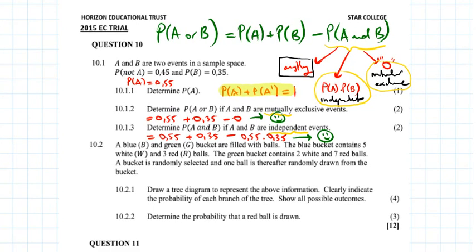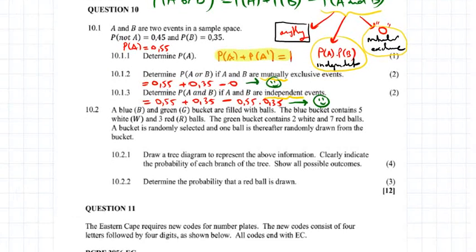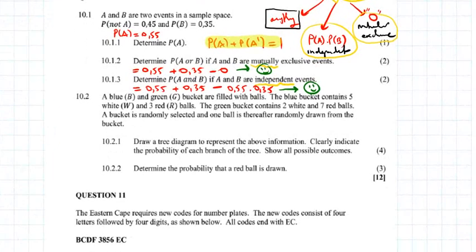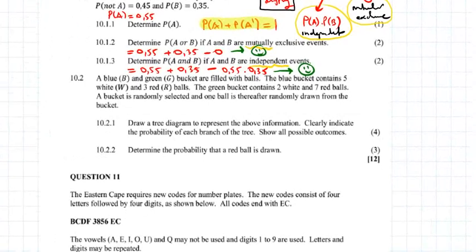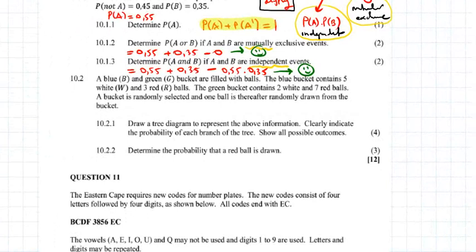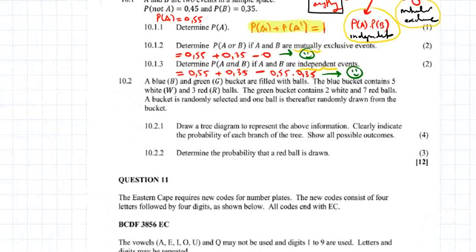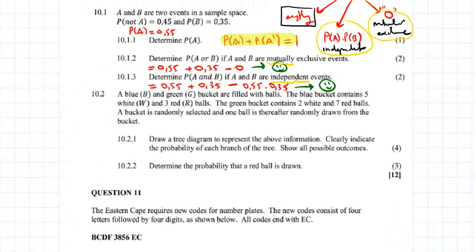All right. Blue and green buckets are full of balls, 5 white and 3 red, 2 white and 7 red. A bucket is randomly selected, and then one ball is randomly drawn from it. Draw a tree diagram to represent the above information, clearly indicating the probabilities, all the outcomes and everything. So what we need to write is, first we will choose the bucket, which is B or G, and then from each one you will choose one of the marbles, and the probability of choosing the red ball.